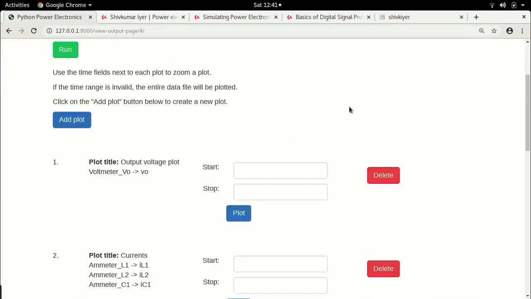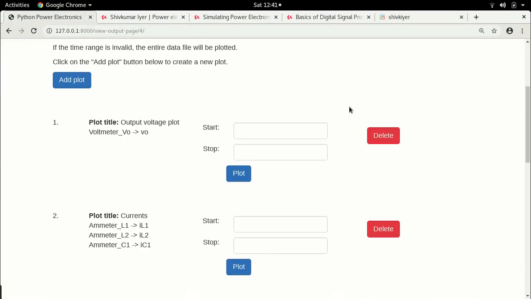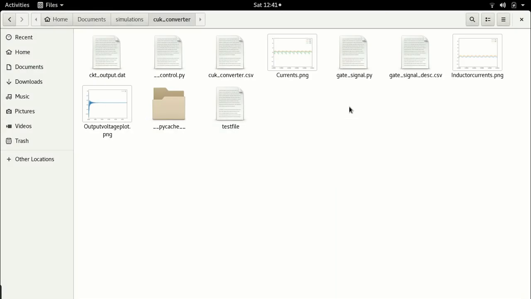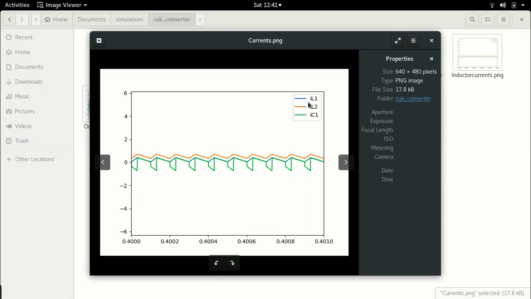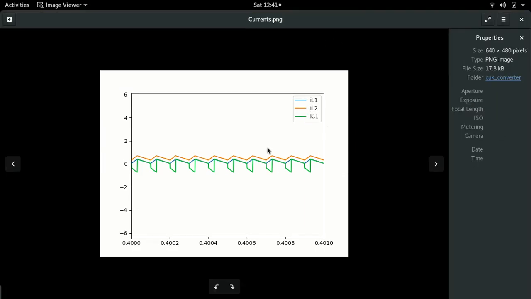So now coming back to the lecture. Let me just go over to my file browser, and in the file browser we had looked at some of the currents. So we had looked at a comparison of all the currents. This was a comparison of all the currents, which is the two inductor currents and the capacitor current.